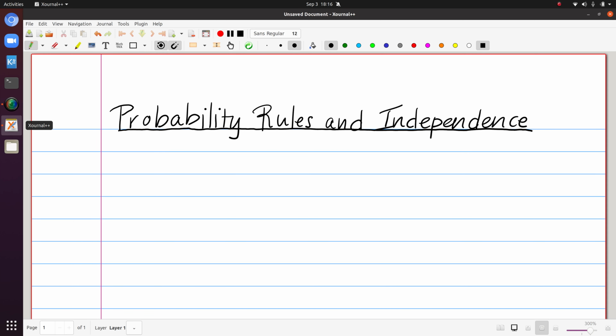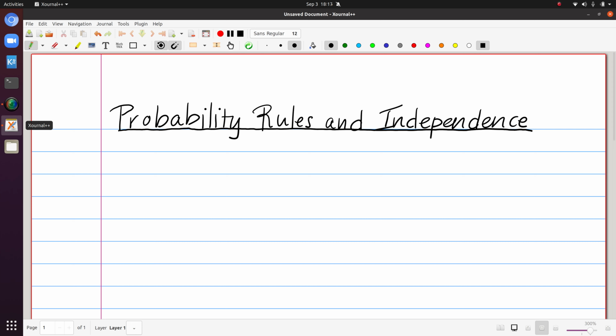So now we've had an introduction to probability. In this video, I want to introduce some probability rules, and through those we're going to be able to come up with different ways to calculate probabilities, and I'll compare those actually to some that we saw in the last video. And I also want to give the definition of independence for events.